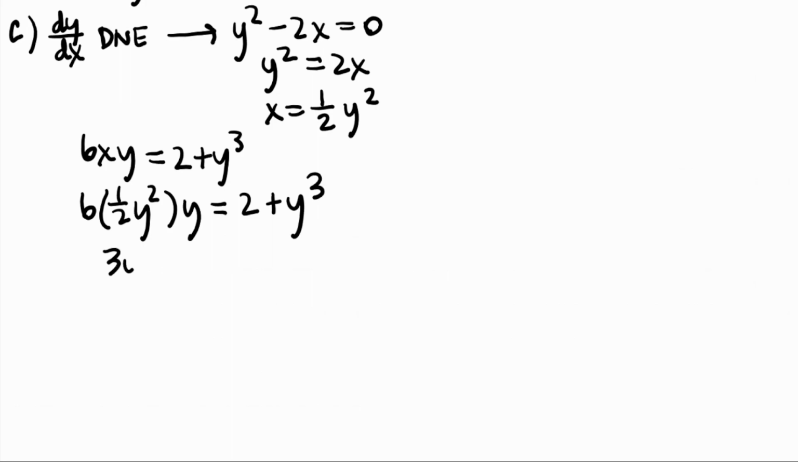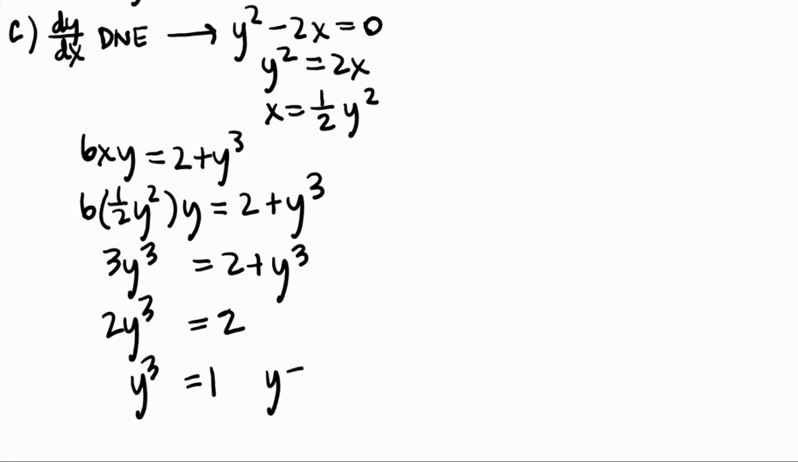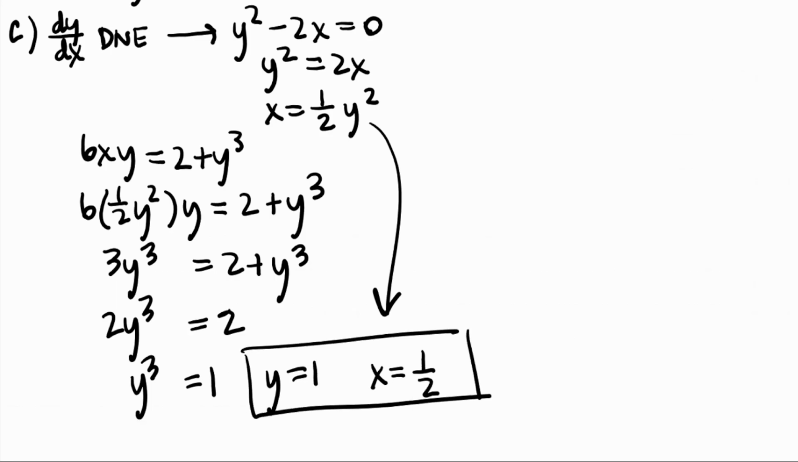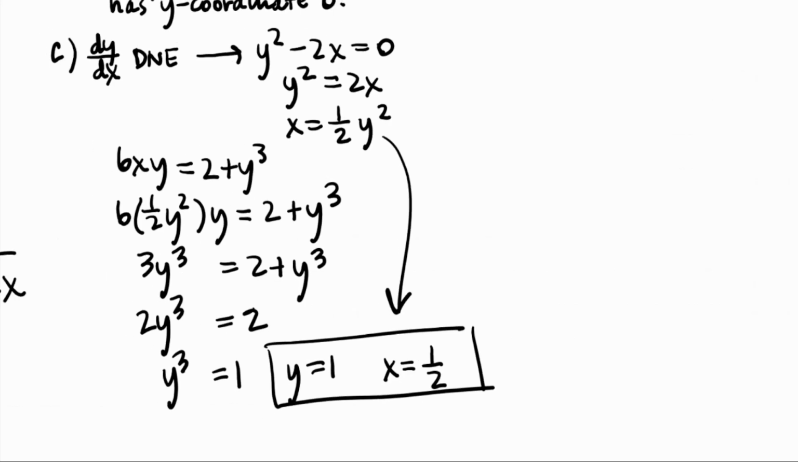Love where this is. 3y squared times y, that's 3y cubed. Yeah, there's 3 total powers of y there. Equals 2 plus y to the 3. And so if I subtract a y to the 3 over here, I'd get 2y to the 3 equals 2. And that's just going to mean that y to the third equals 1 and y equals 1. We've got a formula for x, and so x is going to equal 1/2 of y squared, and that's my point. And I think that's going to be the only point, because y equals 1 is the only way you can get y cubed equals 1, and then x is unique for a given y. Yeah, okay, so that's the only point where that's going to happen.